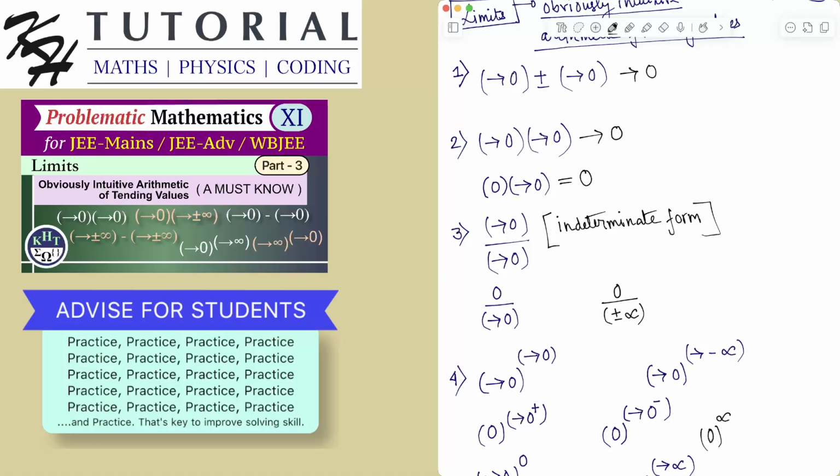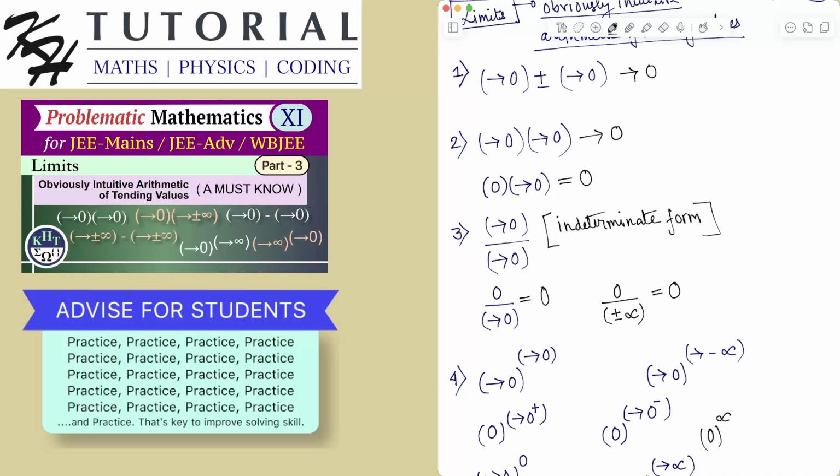Now, what will happen? What is exact 0 divided by a value tending to 0? This is always exact 0. Similarly, what will be exact 0 divided by plus minus infinity? This will be exact 0. Remember, this will not be tending to 0, but it will be exactly 0.